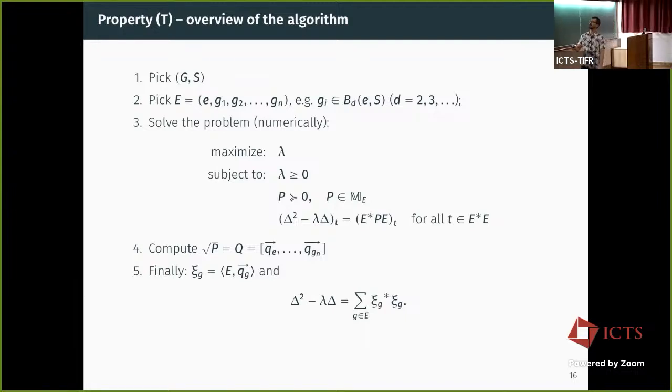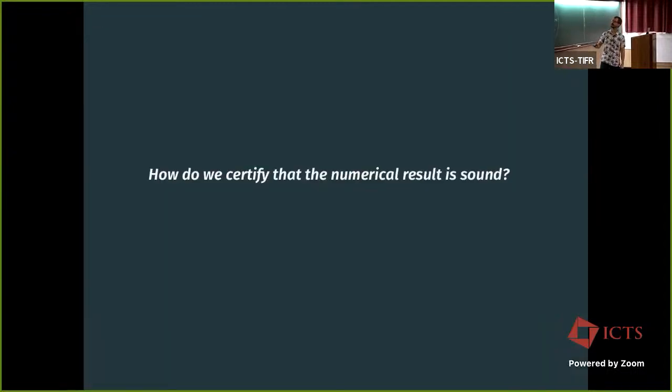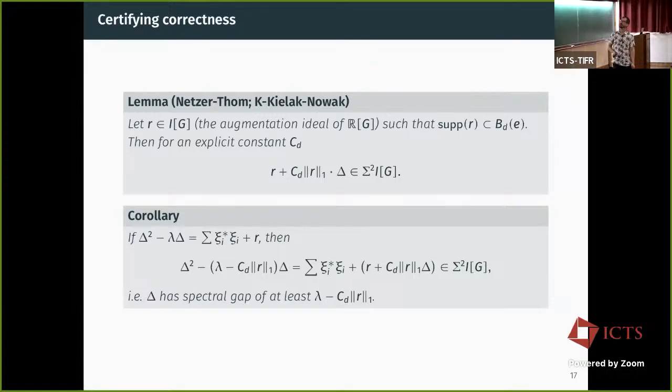So when we solve this problem numerically, this is never an equality. This is only up to some small discrepancy, and now we have to deal with this. All right, so how do we certify that these numerical solutions give us the actual result? Okay, so this is based on a lemma that was made explicit, or quantitative, by Netzer and Thom.